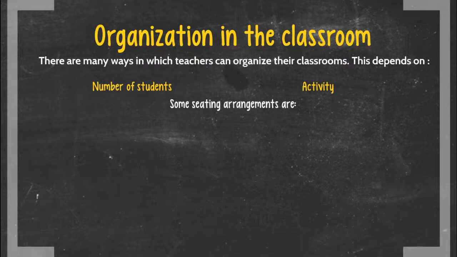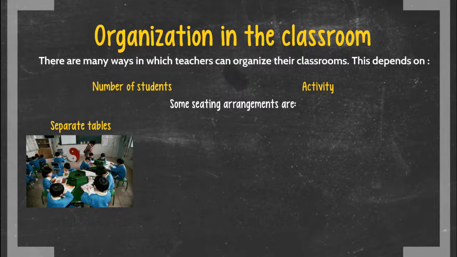Some seating arrangements are, for example, separate tables. This one has some particular advantages and disadvantages. Some advantages of having kids or students work with separate tables is that they will become more independent.